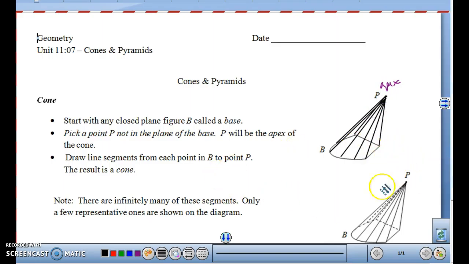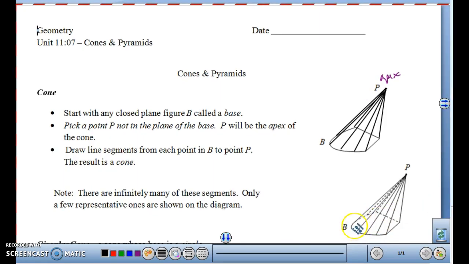Now there are actually infinitely many of these segments. Only a few representative ones are shown here. So there's lots of ones in between here. If you put them all together, that creates a cone.